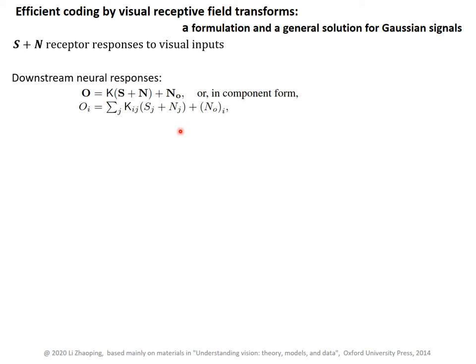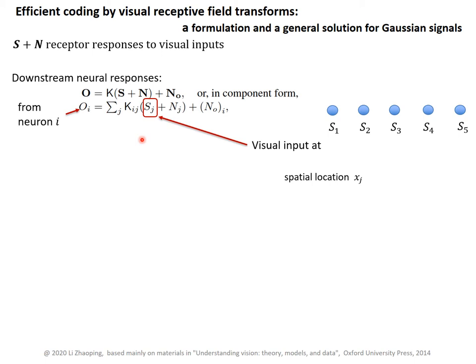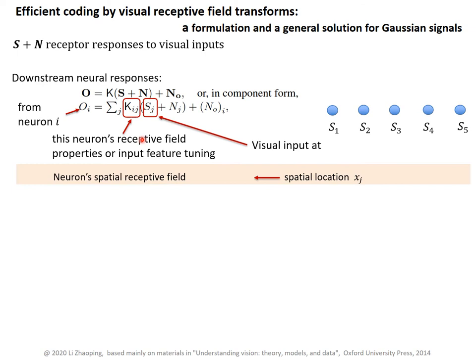And Oi is the response from the downstream neuron i, the i-th neuron. And Sj is the j-th input component. For example, it could be from a spatial location xj. For example, you may have 5 input nodes, S1, S2, S3, S4, and S5. In that case, Kij then describes this i-th neuron's neural receptive field properties or input feature properties. So if input S is for spatial inputs, then K describes the neuron's spatial receptive field.